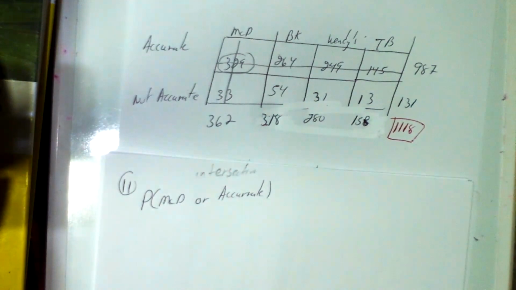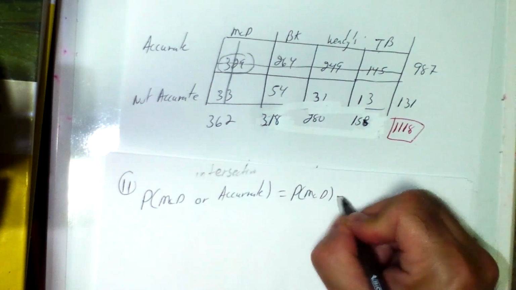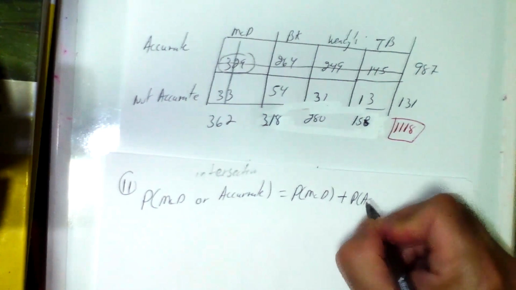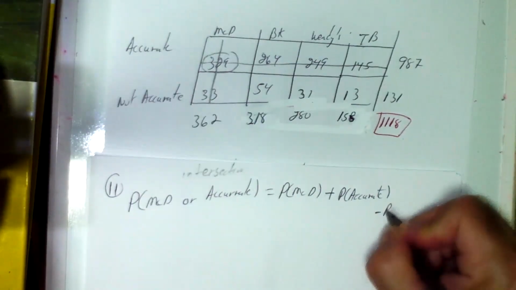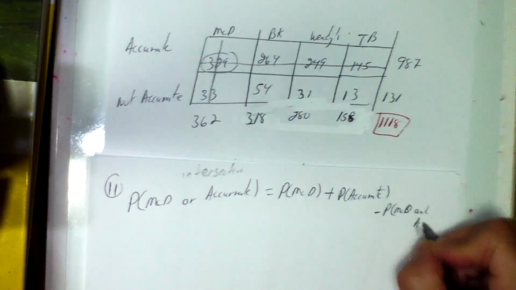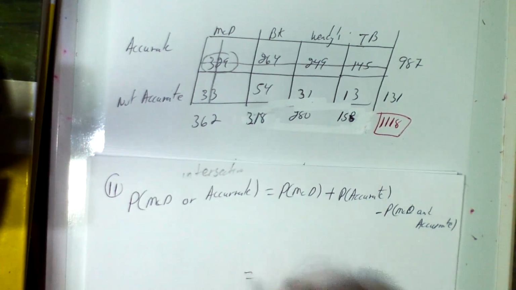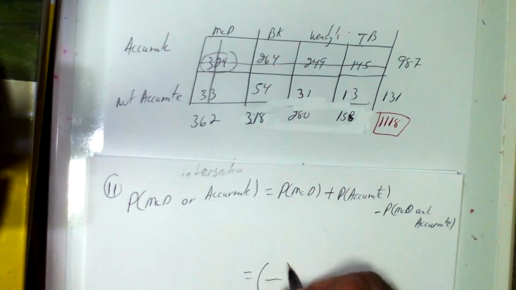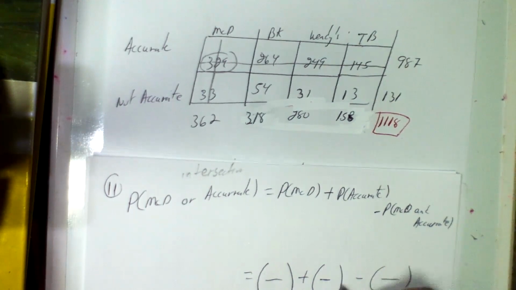So I got to use my formula. Probability of Mickey D plus probability of accurate, minus the probability of Mickey D and accurate. I'm going to run out of space. Squeeze it. So I'm gonna have to write down 3 fractions and we're gonna fill them in.